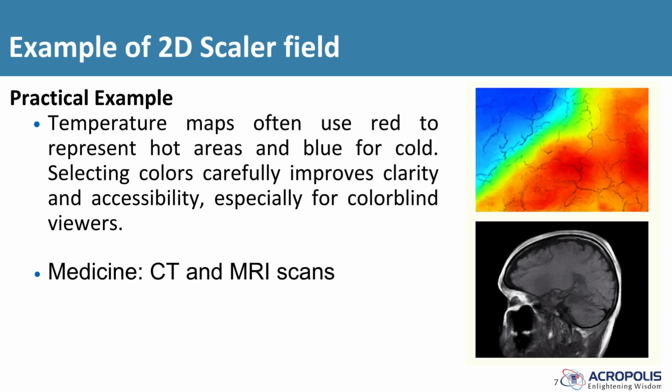Let's look at a practical example. Temperature maps often use red for hot areas and blue for cold. This visual distinction helps users quickly identify trends or anomalies. In medicine, 2D scalar visualization is used in CT and MRI scans for diagnostic purposes. Carefully selecting colors improves not only the look of a visualization but also its clarity and accessibility.